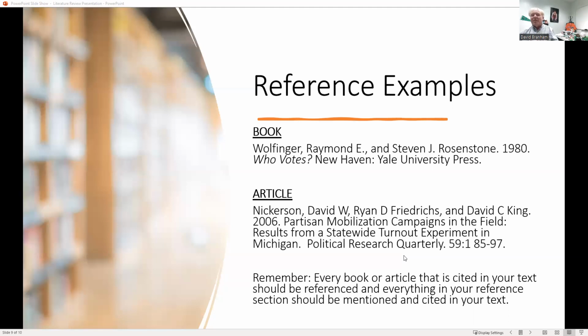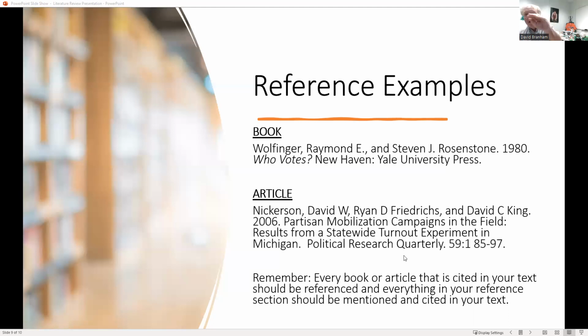Put in the year 2006, period. Partisan mobilization campaigns in the field, results from a statewide turnout experiment in Michigan. That is the name of the article. Partisan mobilization campaigns in the field, results from a statewide turnout experiment in Michigan, period. So everyone knows in APSA style, the title of the article is first, right after year.